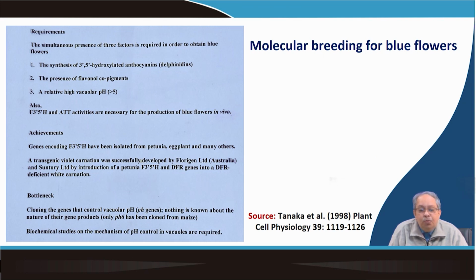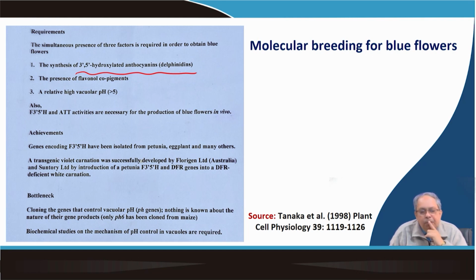But in order to produce blue flower, it has to meet several conditions. One is the synthesis of 3'5' hydroxylated anthocyanin, that is required, that means delphinidin. So, 3'5'H activity must be there, and also there is a need for the presence of flavonol copigments. For example, along with delphinidin you also require myricetin to be present, which is basically the flavonol copigment. That will work with the delphinidin and give stability to the coloration.